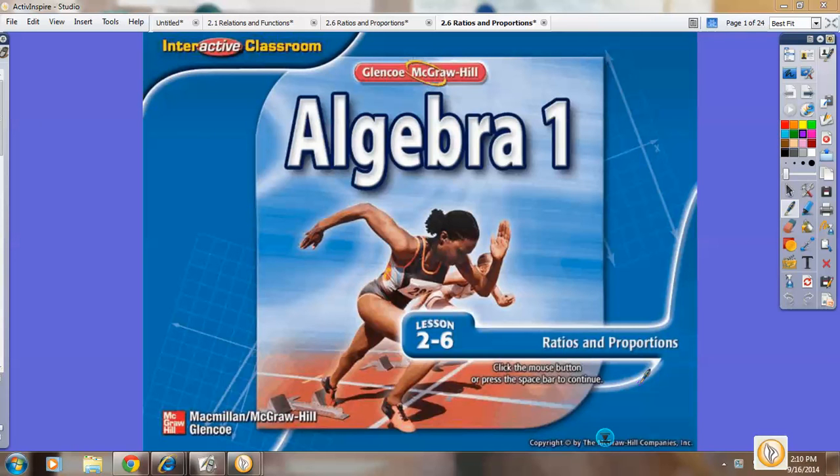This section is titled Ratios and Proportions. Please title your notes, Ratios and Proportions. Section 2-6. I think it's helpful to label your notes with this section title. That way you have a place of reference in your textbook.